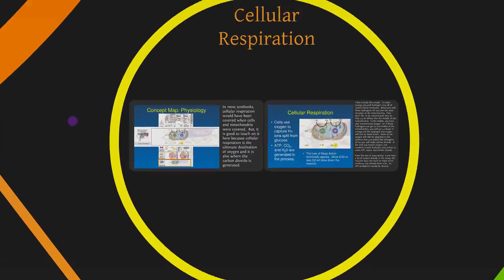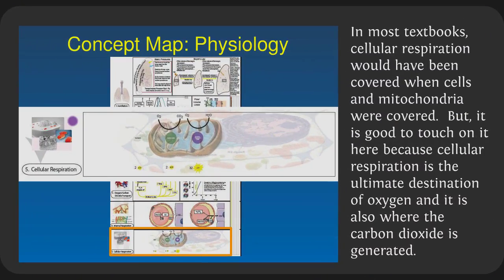Next up is cellular respiration, and we're going to keep that pretty simple because in most textbooks, cellular respiration would have been covered when we talked about cells and mitochondria. But it's good to touch on it here because cellular respiration is the ultimate destination of oxygen. It's also where the carbon dioxide is generated.